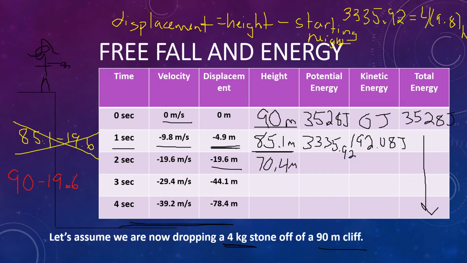Okay, once I have that height, I can do times mass times gravity. I can get the potential energy of 2759.68. Then I can do the total energy of 3,528 minus that, and I can get a kinetic energy of 768.32.